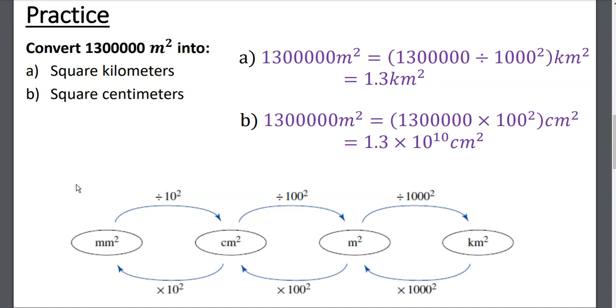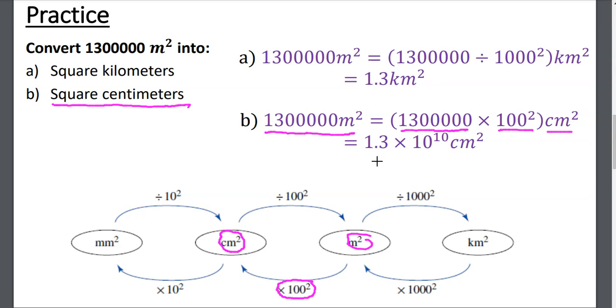All right. Now let's convert the same figure into squared centimetres, or centimetres squared. So we have 1.3 million metres squared. I have to get from metres squared to centimetres squared, which means that I have to multiply my number by 100 squared. Okay, so this time I'm multiplying because I'm going into a smaller unit of measurement, centimetres squared. So 1.3 million times, in this case, 100 squared.